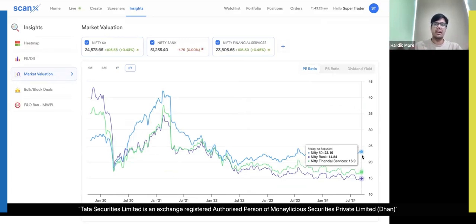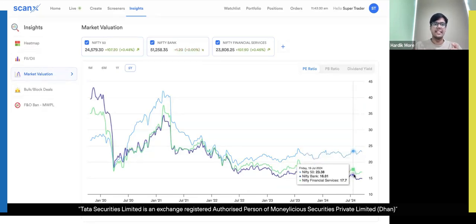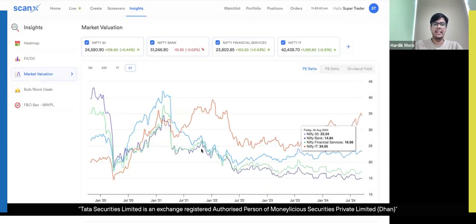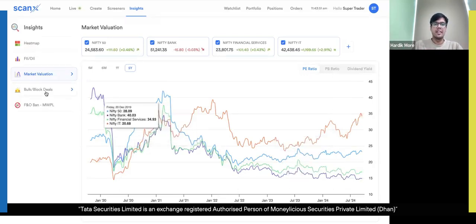P/E बढ़ गया overall. But banking में उतना नहीं बढ़ा. In fact, it has decreased. So these are still safer bets. Not just this, I can add any sector here. So let's say I want to add IT here. So I'll add IT and now I can see IT कैसा गया है. So I can see IT में काफी ज्यादा overvaluation आ चुका है अब. Whereas bank is still a good buy, right? So I get a good valuation view here.